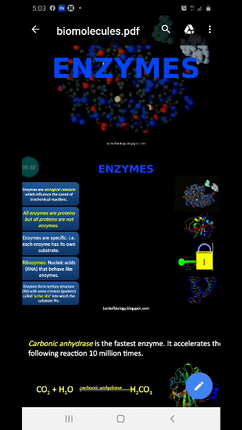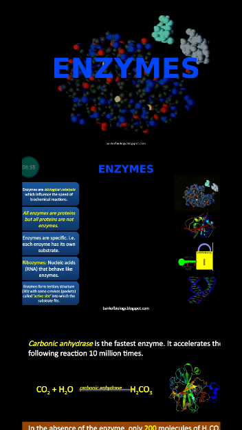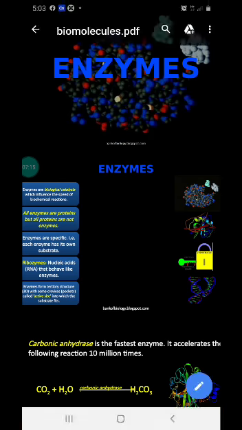All enzymes are proteins, but not all proteins are enzymes. Enzymes are very, very specific. For example, a compound A is converted to compound B. There is an enzyme called C. This enzyme C acts only here for the conversion of A to B. That's why it is called very, very specific. That is, each enzyme has its own substrate.